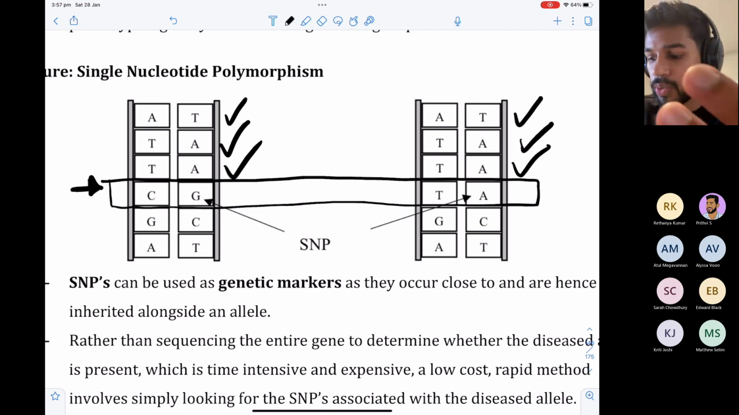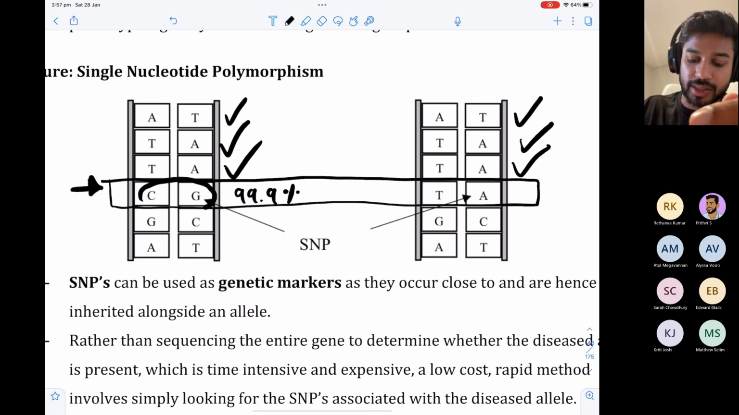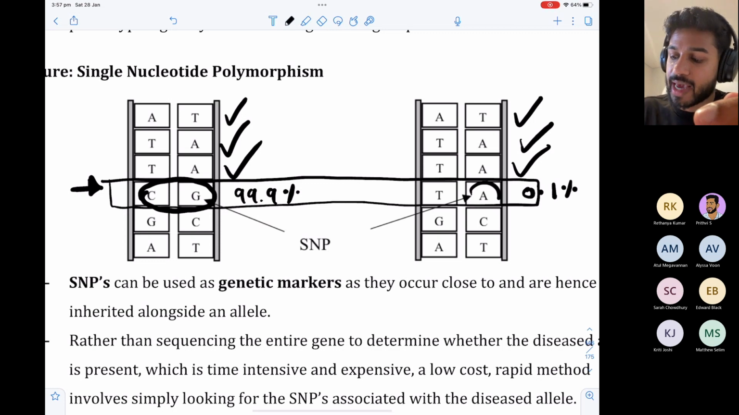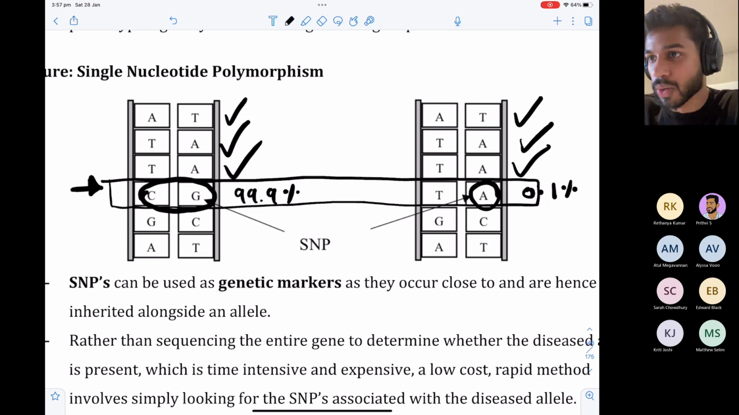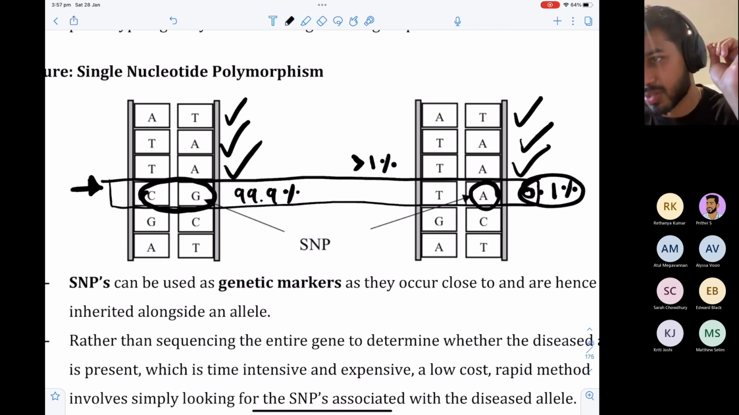So what I mean by that is, let's say that 99.9% of humans in Australia have a C and a G at this spot, and only 0.1% of people have an A at this spot. This would not be called a single nucleotide polymorphism. And it's because this variation is not present in greater than 1% of the population. It's only present in 0.1%, which is too small. We don't care about that.